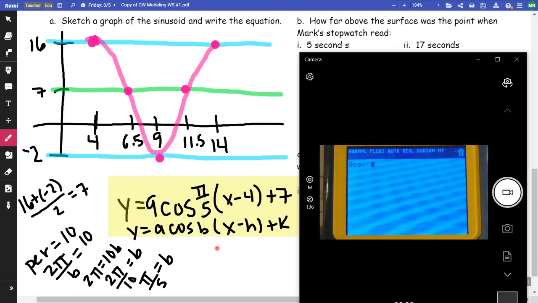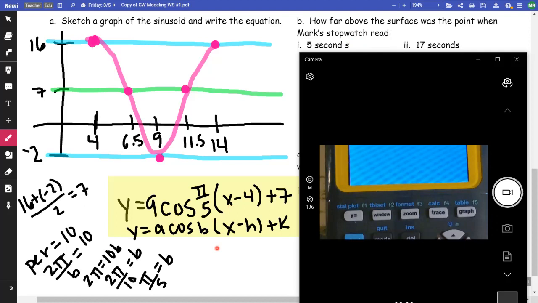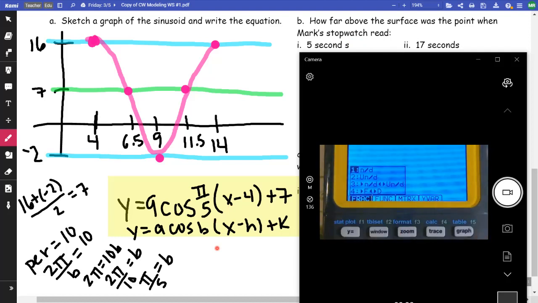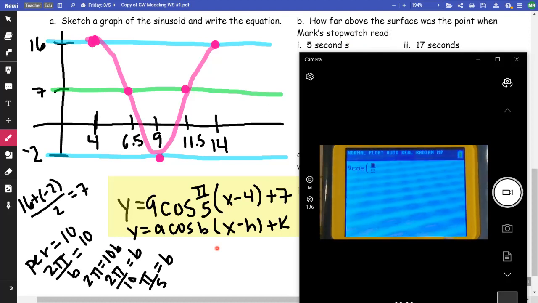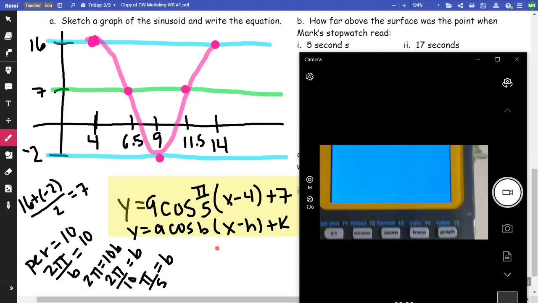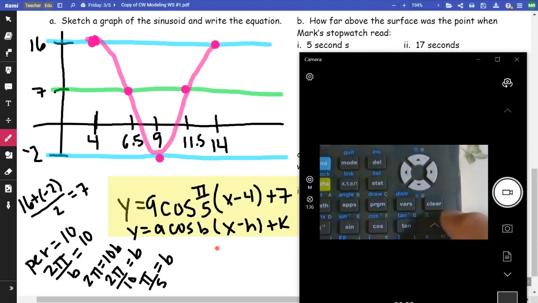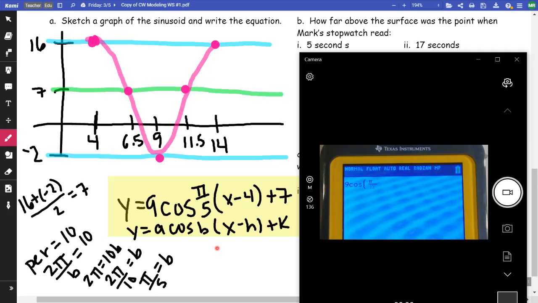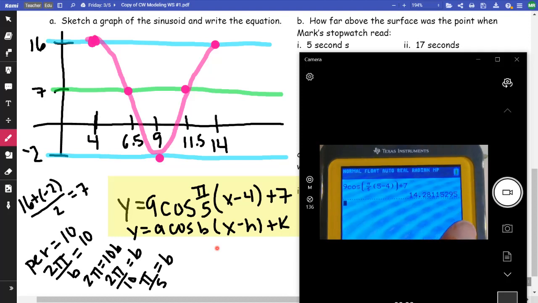So I'm going to go 9 cosine. And I'm going to do alpha y equal. Okay, alpha y equal. And then I'm going to hit number 1 or just hit enter. And now I can type in a fraction, okay? And I'm going to do pi. Pi is right over here above your raise to a power button, okay? You have to do second first, okay? Over 5. And then I need a parentheses around my 5 minus 4, close that parenthesis, plus 7. And you see 14.28 feet.